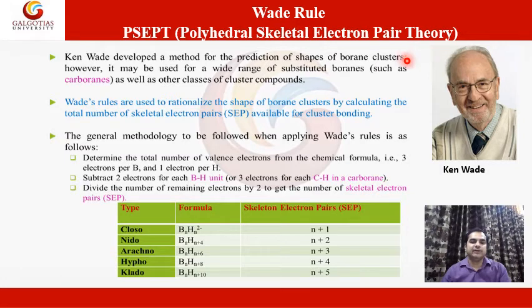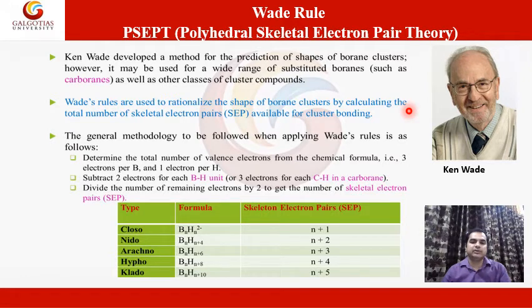For this, Kenneth Wade developed a method for the prediction of shape of borane clusters. However, it may not be used only for boranes; it can also be utilized for some substituted boranes like carboranes as well as other classes of cluster compounds. And Wade's rules are used to predict the shape of boron clusters by calculating the total number of skeletal electron pairs, that is SEP, which is available for cluster bonding in different clusters.